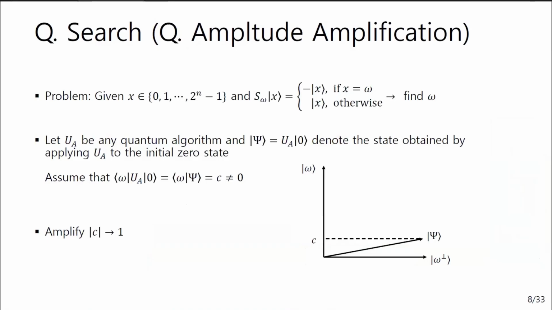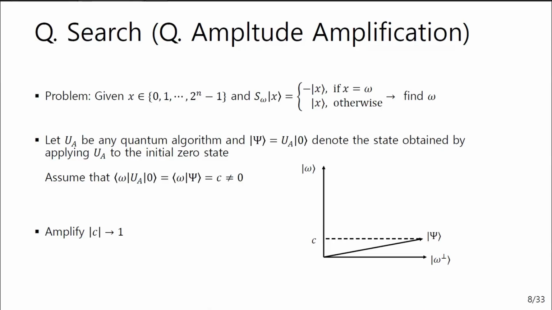First of all, quantum search. You may be familiar with the name Grover's algorithm or quantum amplitude amplification. This algorithm solves the unstructured data search problem. Given x in 0 to 2^n minus 1 and the oracle S_omega, we have to find omega. In the oracle, we flip the phase if the input is the target state, the omega state. And how can we solve this problem?